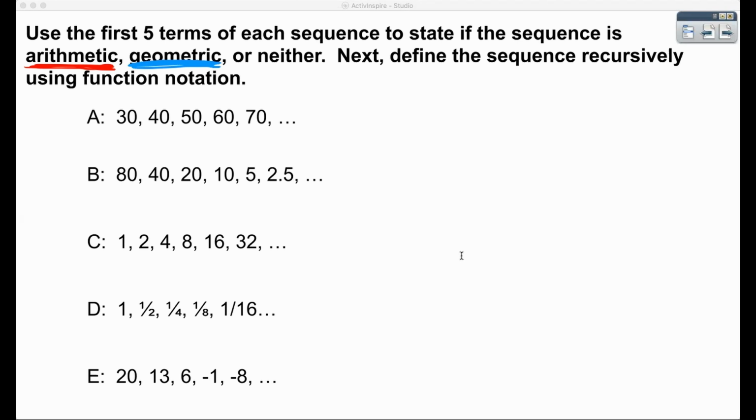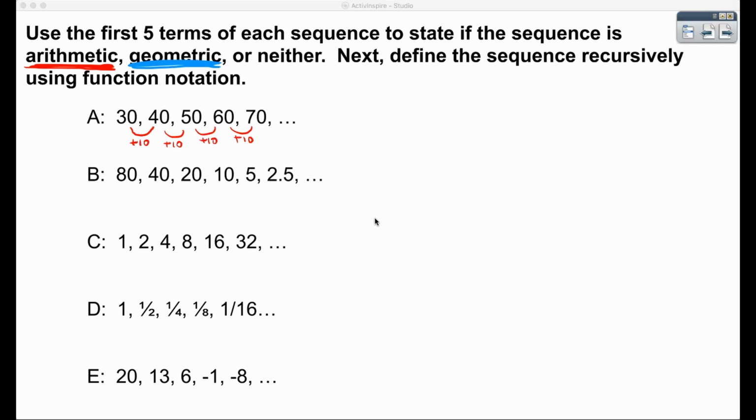Okay, so now that we know that, let's go ahead and figure out whether each of these sequences is arithmetic, geometric, or neither. So we're going to do that part first for all 5 of these sequences. Now, if I look at this first sequence, I can tell that for each term, I have to add 10 to get my next term, right? So I add 10 to 30 and I get 40. 40 plus 10 is 50. 50 plus 10 is 60. And 60 plus 10 is 70.